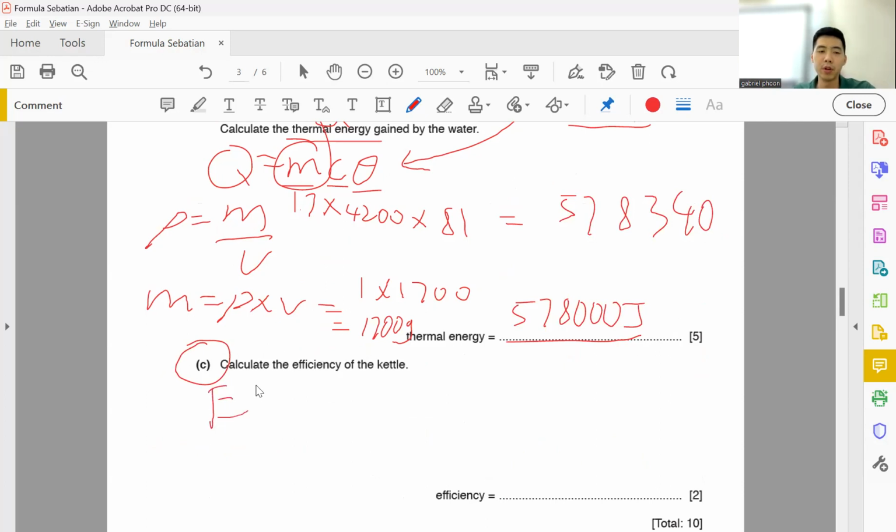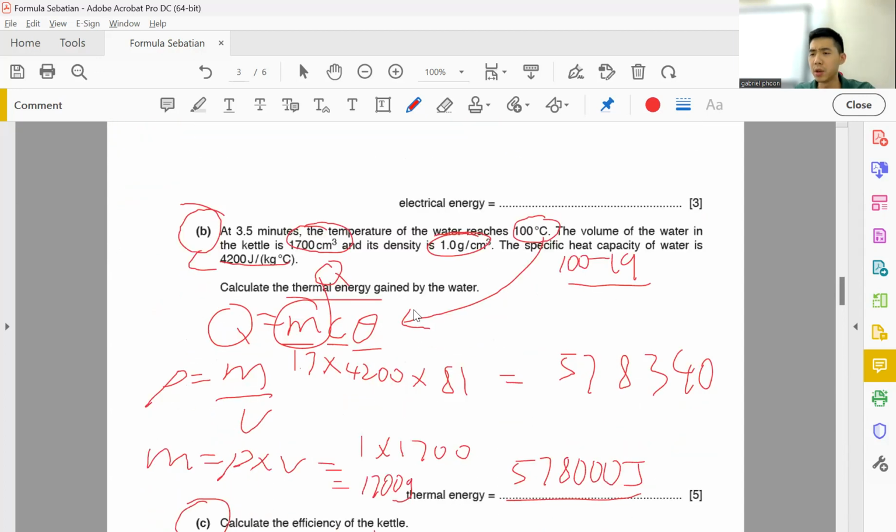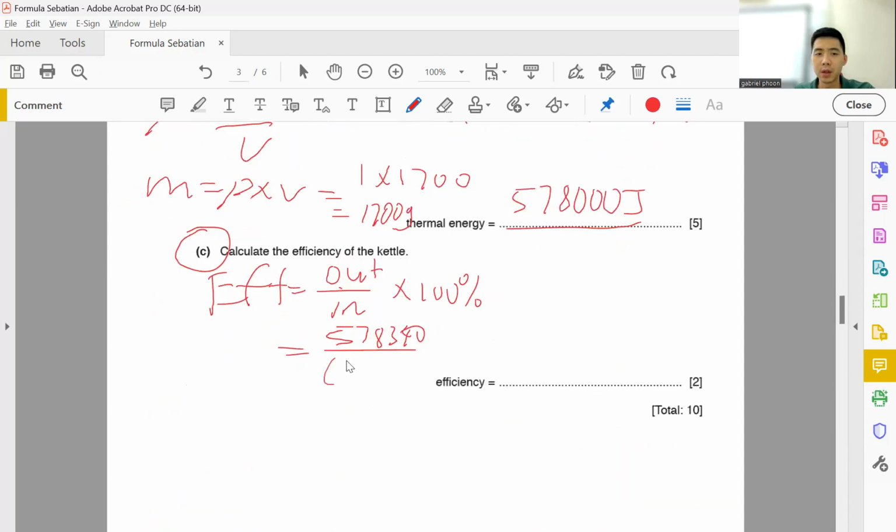From here, you're supposed to use that efficiency. You're supposed to remember the formula: efficiency is equal to output over input multiplied by 100%. Right? And in this case, your output was 578,340 divided by your input, which was 630,000. Then you multiply by 100%. Based on what you've written, you will get somewhere around 91 or 92%. You'll get somewhere around 92%.